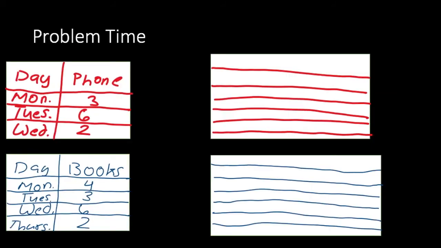Now let's do some problem time. So we're dealing with phones now. Okay, now let's see how many phones they sold. So I'm just gonna put 0, 1, 2, 3, 4, 5, and 6.